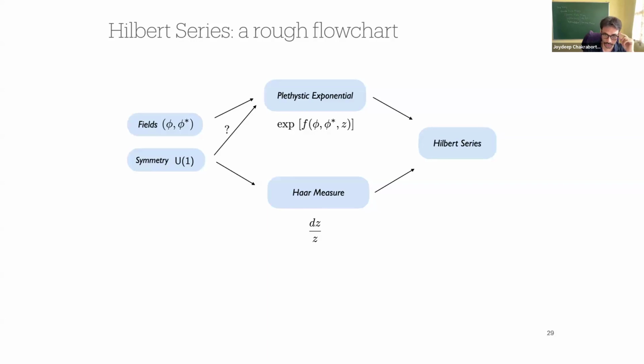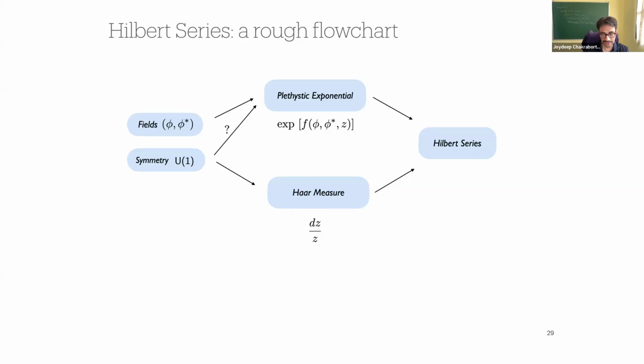That we'll learn soon. Then we have to introduce, when you perform the complex integral, an integral measure, the invariant measure, which in the case of U1 we have identified as dz by z. But here we do not know how we should write down the Haar measure, so there should be some prescription to calculate the Haar measure. Once you have this plethystic exponential and the Haar measure glued together, you construct the integral from the polynomial that is called the Hilbert series. So we have seen how, for a given abelian symmetry, you can write down the Hilbert series.